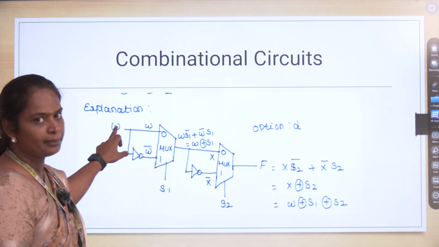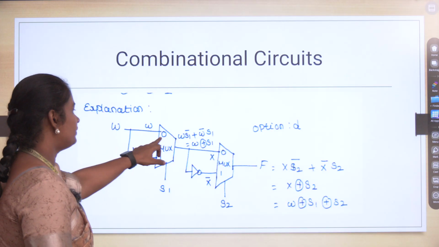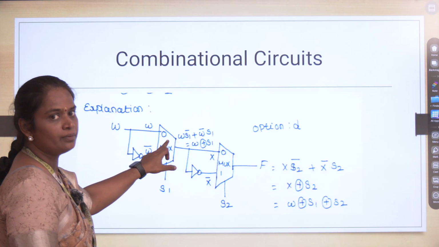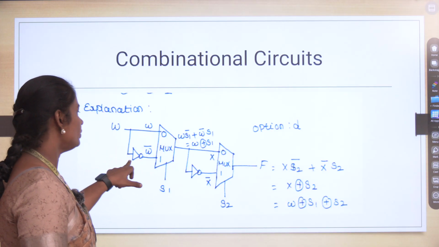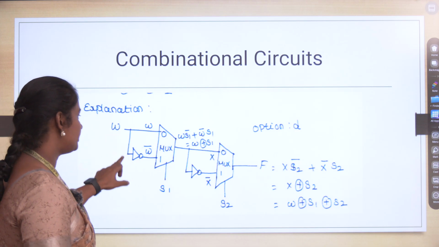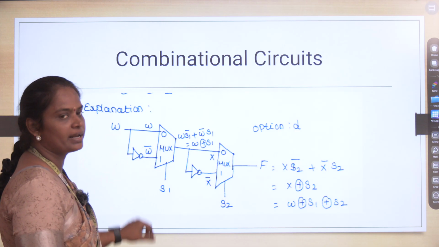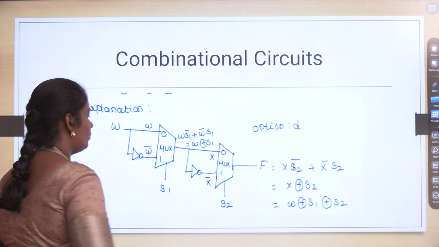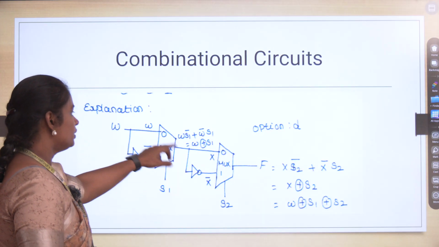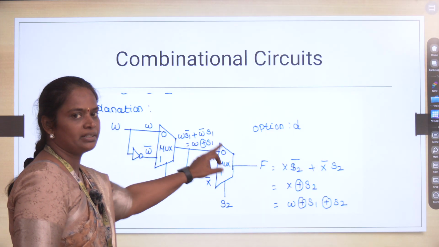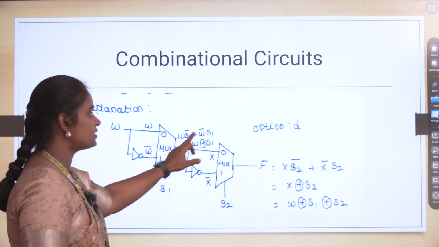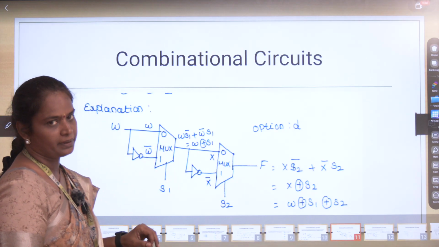Here W is given as the input. It is given directly to the first input, that is W. Here we are using the NOT gate. If W is the input for the NOT gate, W bar is the output. It is connected with the selection line S1. Then the output of the first multiplexer is given as the input for the second multiplexer.